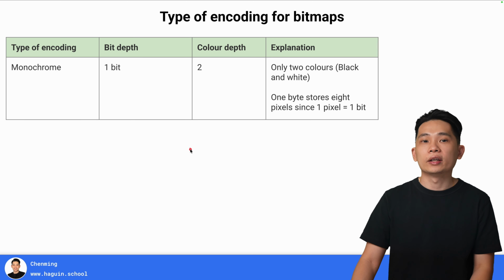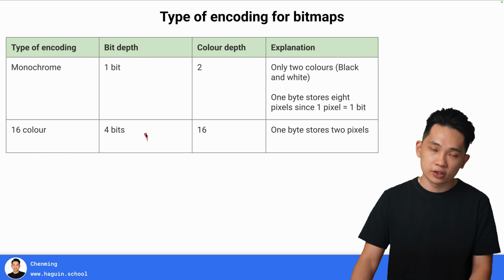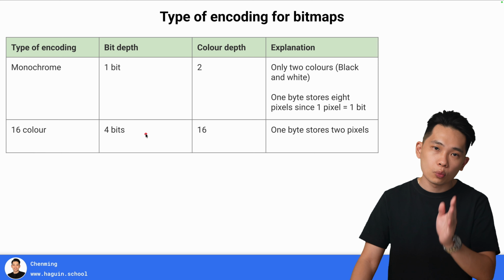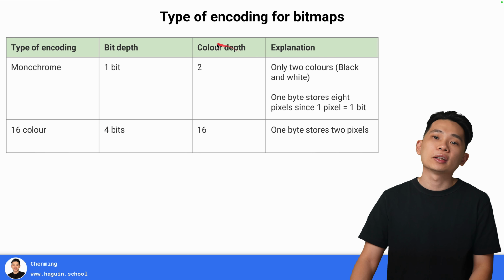And take note that 1 byte stores 8 pixels, since 1 pixel is equal to 1 bit based on this monochrome here. And the next one will be 16 color here, so we will use 4 bits to represent 16 colors here, since we have 0, 0, 0, 0 all the way to 1, 1, 1, 1. So 16 possible colors here. Therefore, the color depth will be 16 here. And then take note that 1 byte will store 2 pixels, since each pixel here will be 4 bits.